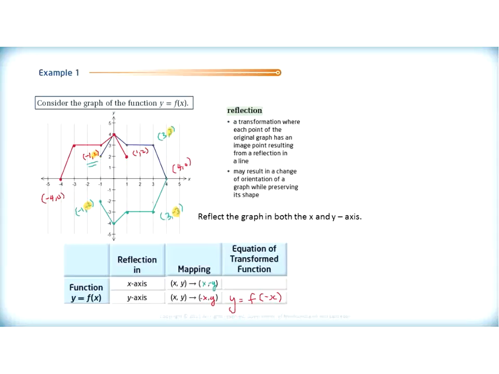And the equation can be written in two forms. I can write it like this: negative y equals f of x, or I could write it as y equals negative f of x. Note the location of the negative. The negative in front of the f of x means a reflection in the x-axis, right here. A negative inside the brackets means a reflection in the y-axis.